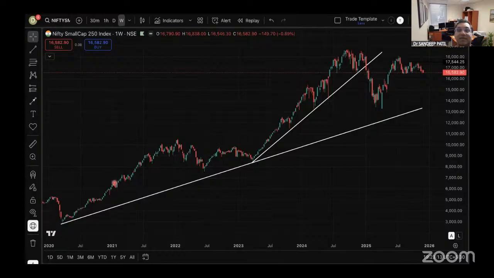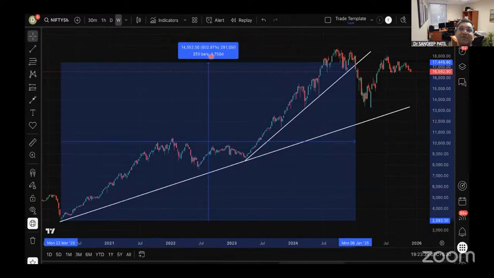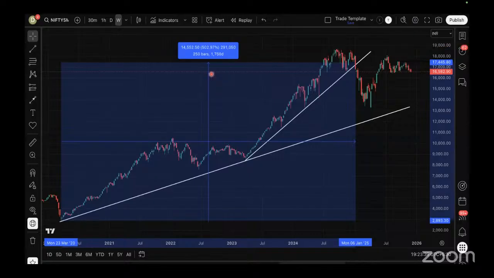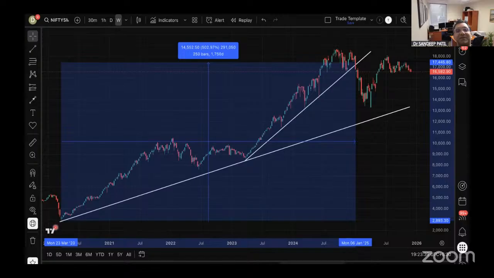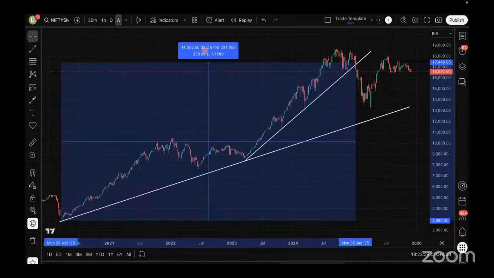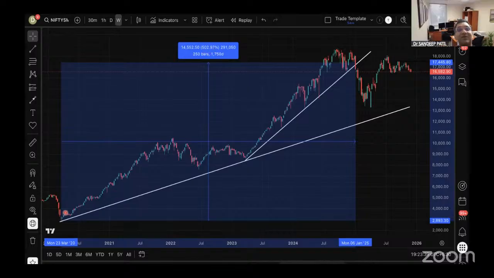So this is a trade for how many days? 1750 days. So that is how much? 4 years. Is it 4 years or 3? How much is it? Almost 5 years. 4.5 years. And what is the gain? Look at this gain. 500%, 5x. So from your investment, you could have got a 5x gain if you had just followed these trend lines, nothing else.